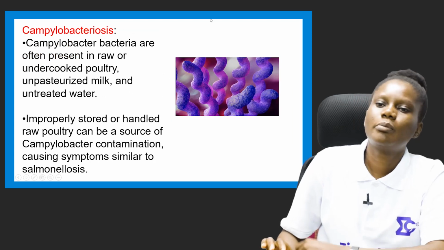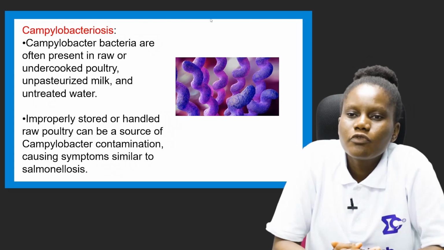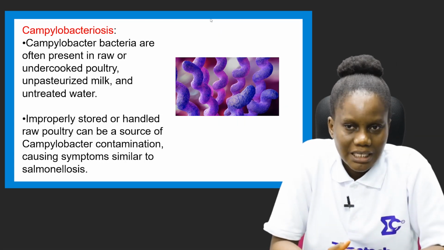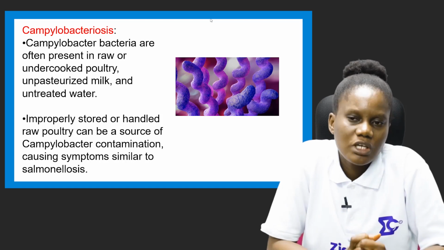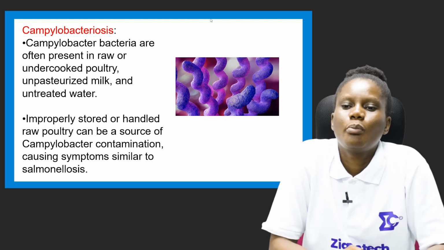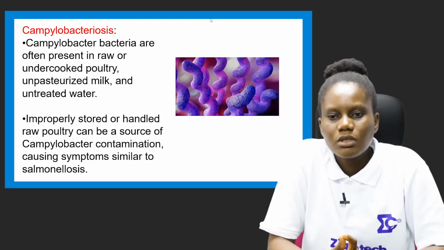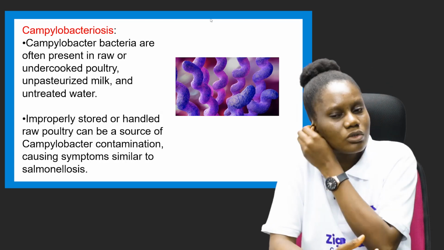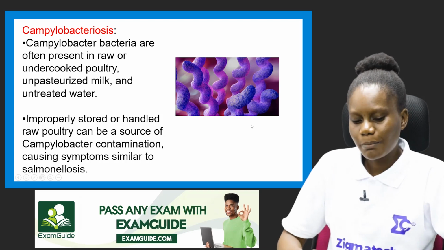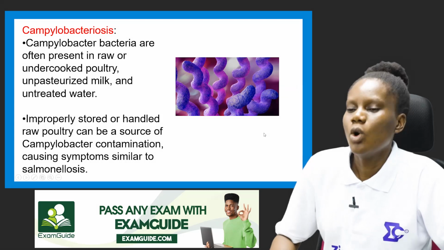The next is campylobacteriosis. The bacteria are often present in raw or undercooked poultry, unpasteurized milk, and untreated water. Improperly stored or handled raw poultry can be a source of Campylobacter contamination, causing symptoms similar to salmonellosis. So you already know now that if you don't properly keep your food, you will be infected by these microorganisms.